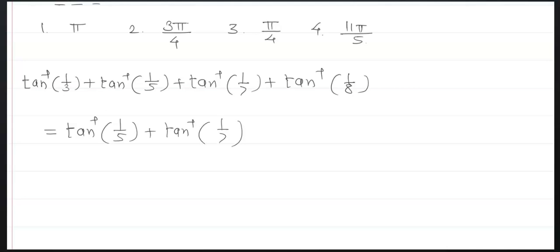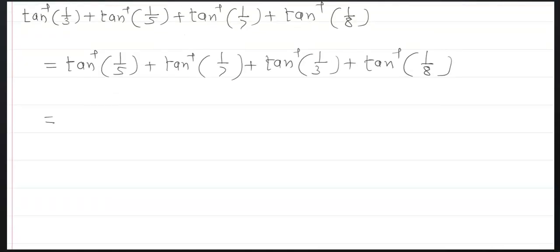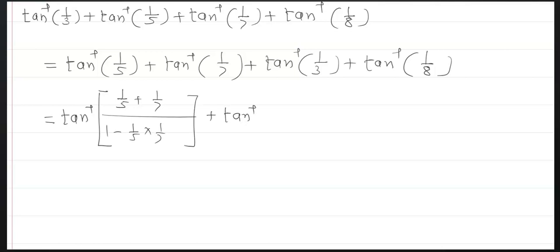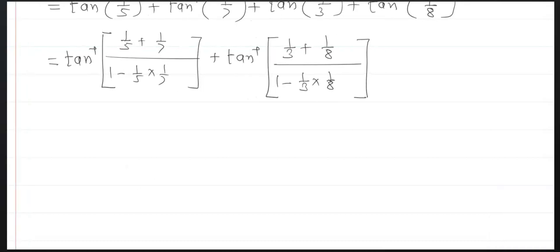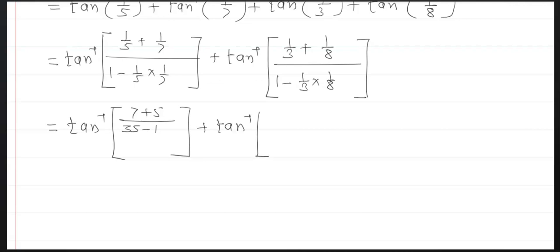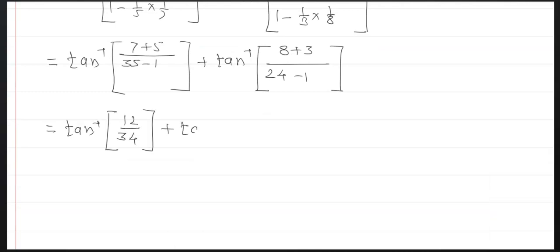That is, collect these terms: tan inverse of 1 by 5 plus tan inverse of 1 upon 7, plus tan inverse of 1 by 3 plus tan inverse of 1 upon 8. Now apply the formula, tan inverse of (x plus y) upon (1 minus xy). By using this formula, we will get, simplify this, tan inverse of (7 plus 5) upon (35 minus 1) plus tan inverse of (8 plus 3) upon (24 minus 1).